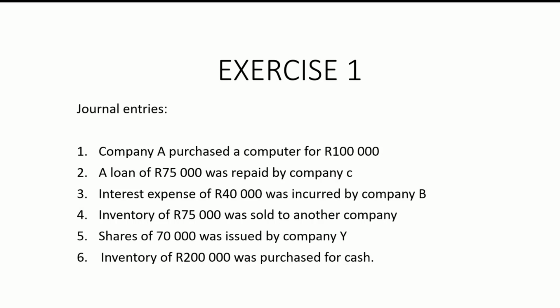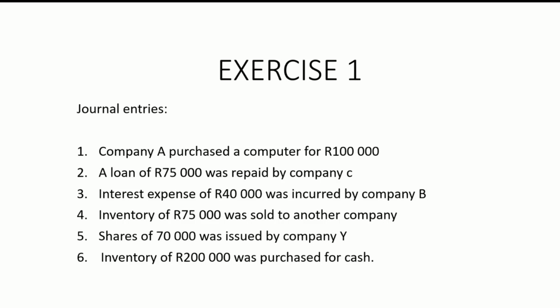Inventory of 75,000 was sold to another company. What is the journal entry? It's going to affect the asset, yes, because inventory is an asset. So what do I debit? What do I credit? Then it's going to be minus inventory, then plus the bank, because the question did not indicate whether it was bought on credit or cash. Good. But you sold inventory, right? You didn't buy inventory. In this case, you actually sold inventory.